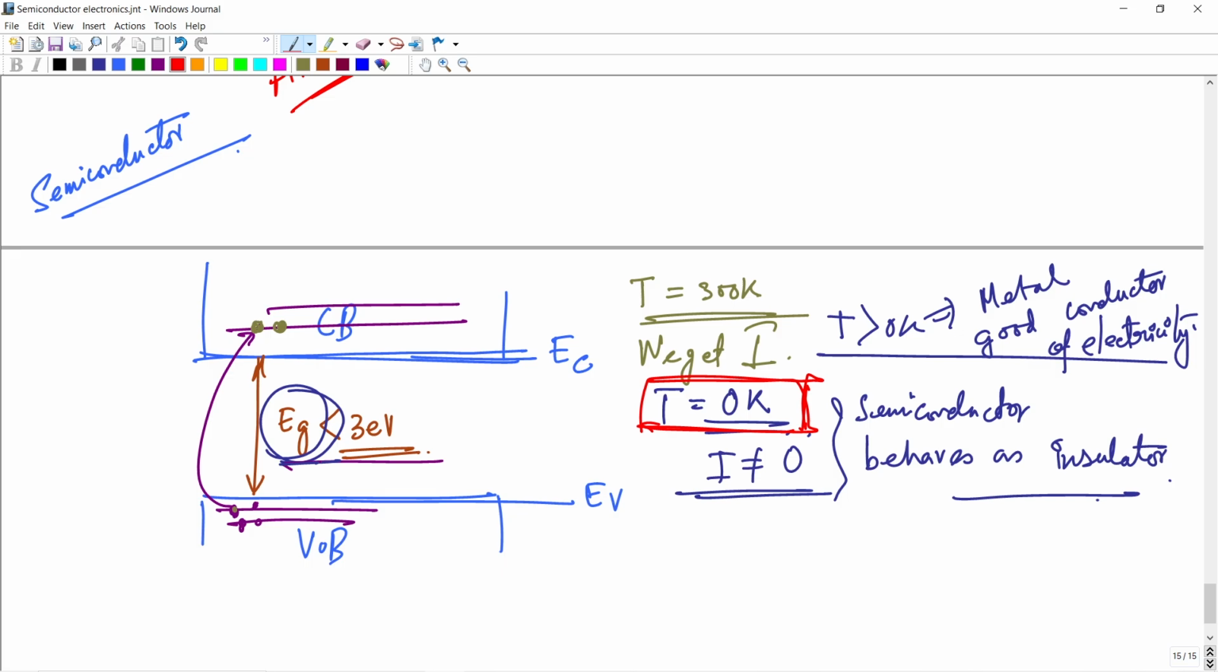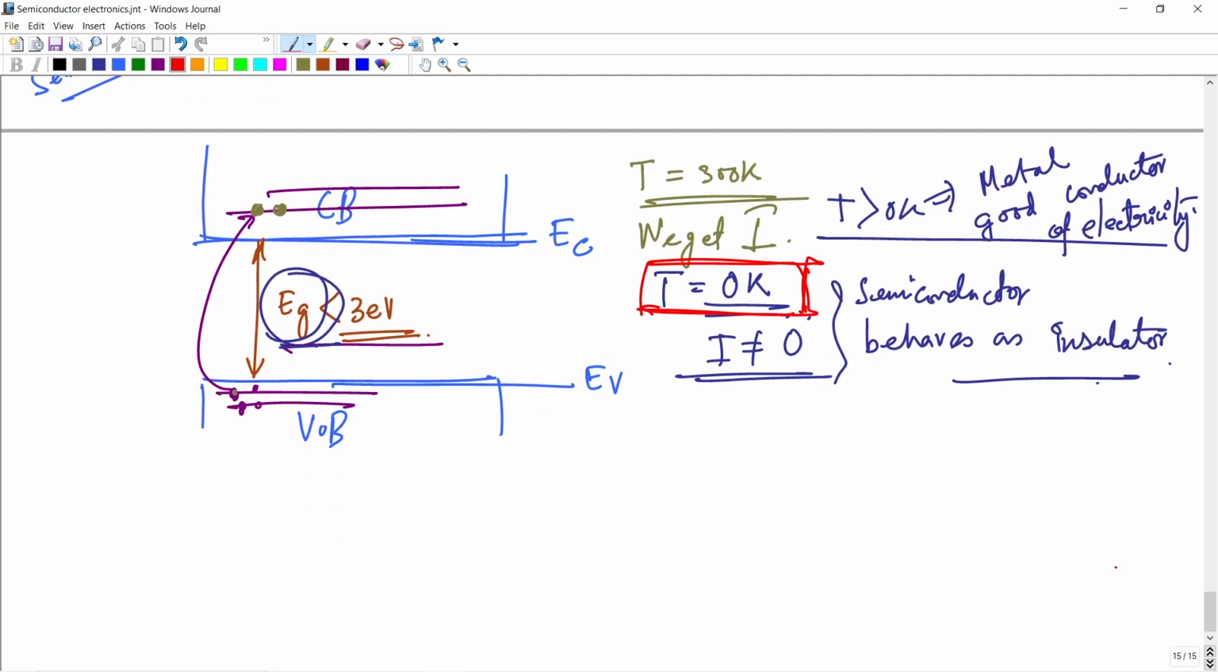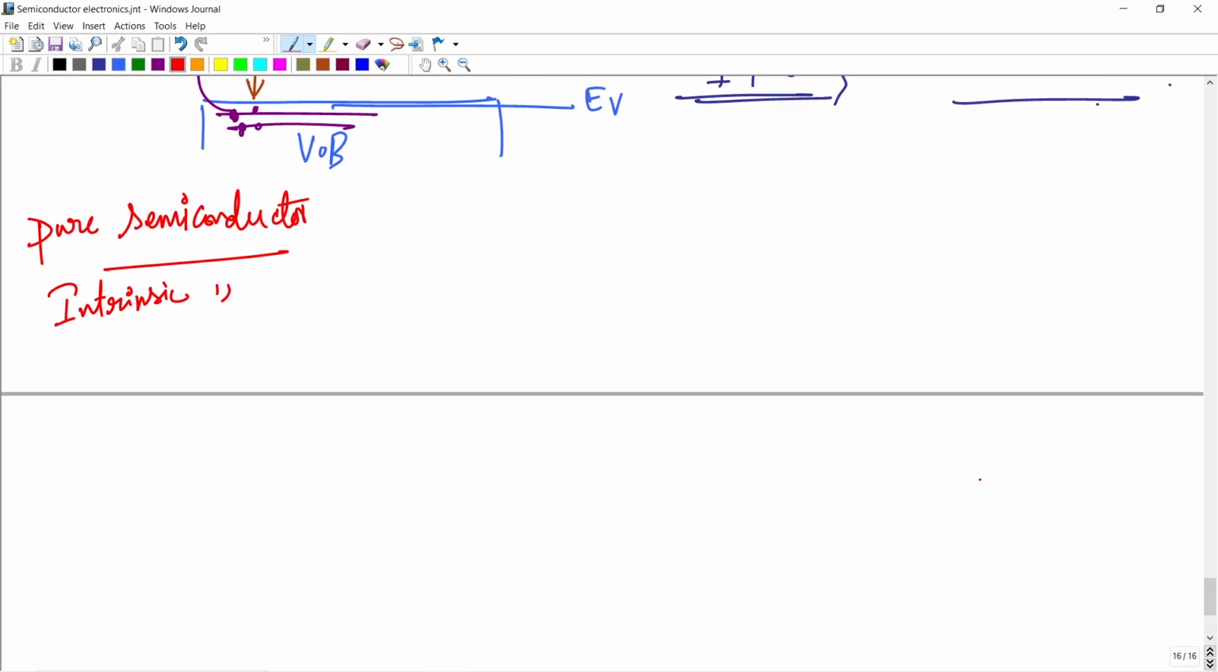Now we discuss the pure semiconductor, or intrinsic semiconductor. Here we study the pure semiconductor. Another name is intrinsic semiconductor, so both names are the same. What is a pure semiconductor? What is an impure semiconductor? First we study what a pure semiconductor is. Pure semiconductors are like silicon and germanium, which have 4 electrons in the last shell. They are pure semiconductors, also called intrinsic semiconductors.